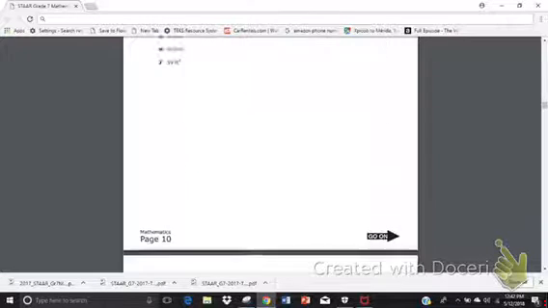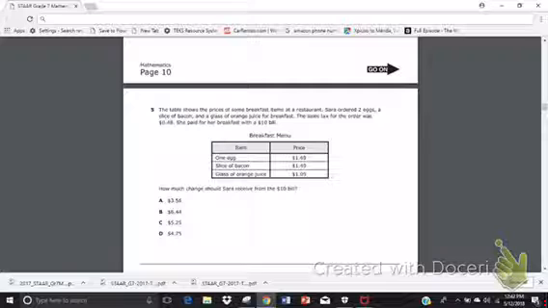Alright, moving on to number 5. The table shows the prices of some breakfast items at a restaurant. Sarah ordered 2 eggs. Sorry, because it was lagging. Sarah ordered 2 eggs, a slice of bacon, and a glass of orange juice for breakfast. The sales tax for the order was 48 cents. She paid for her breakfast with a $10 bill. All right, kiddos, so here, we need to go through the table to find a cost. See what exactly she got and how much that costs.